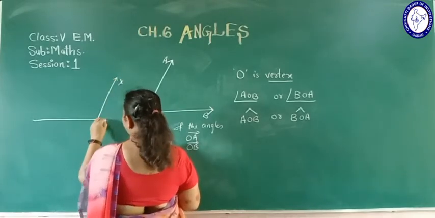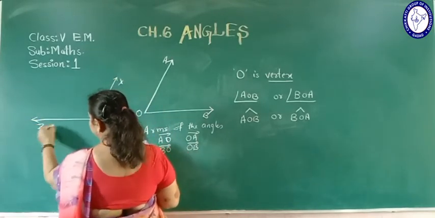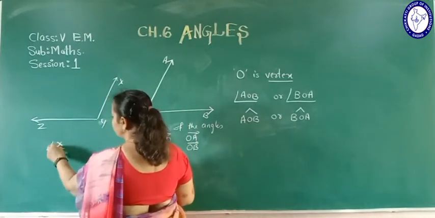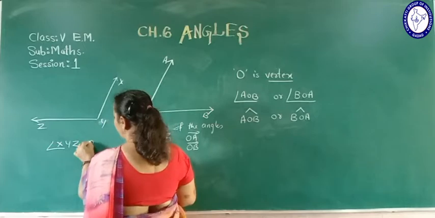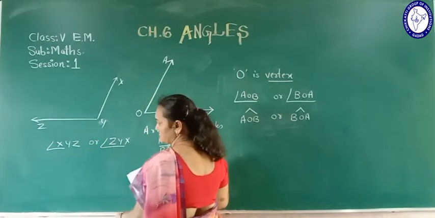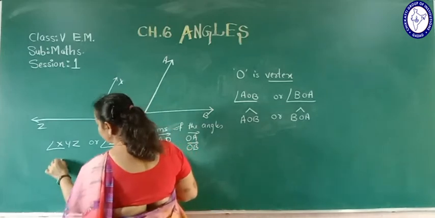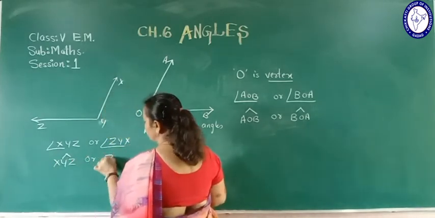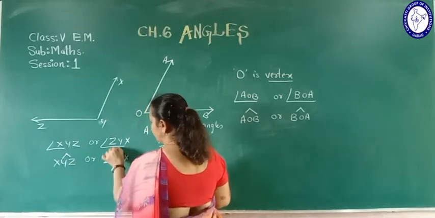X, Y and this is Z. Then how do we write this? Angle XYZ, or we write it as ZYX, or you can write XYZ, or it is ZYX.